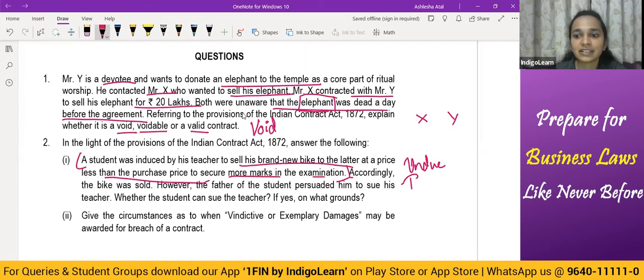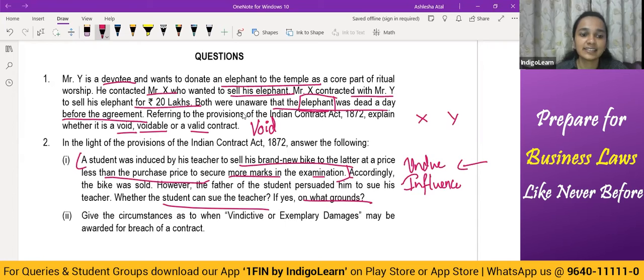We have a similar example in our study material as well, wherein a student was induced to sell a brand new car in order to secure more marks in the examination. Accordingly, the bike was sold. However, the father of the student persuaded him to sue the teacher. Whether the student can sue, and if yes, on what grounds. The grounds here are on the basis of undue influence. There was undue influence. The teacher is in a dominant position. And yes, the student can definitely avoid the contract. The contract is voidable in nature.